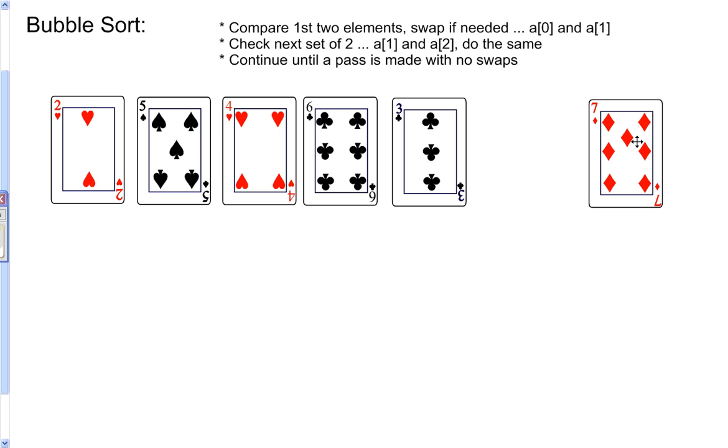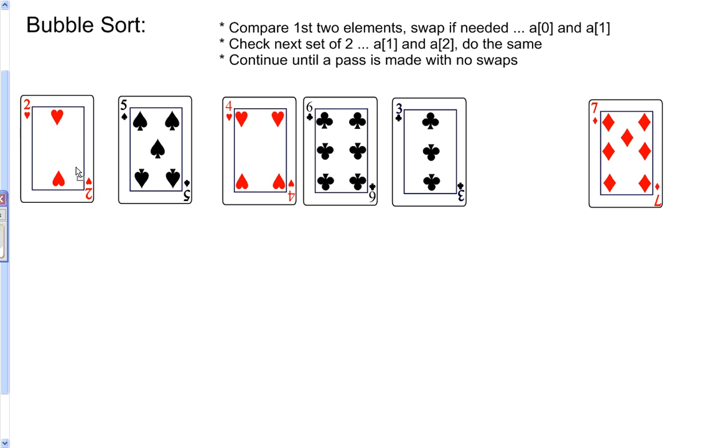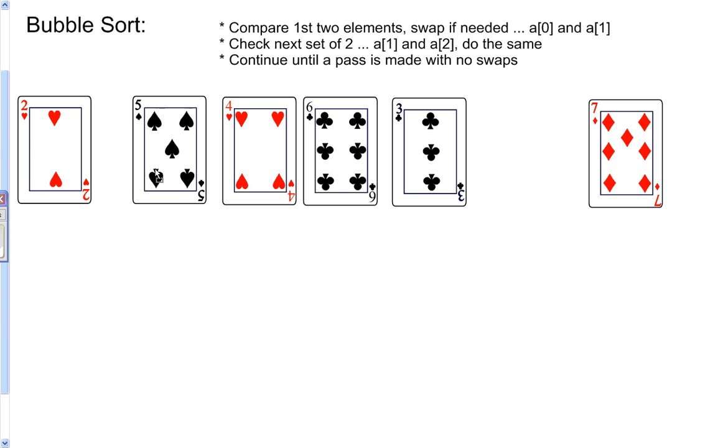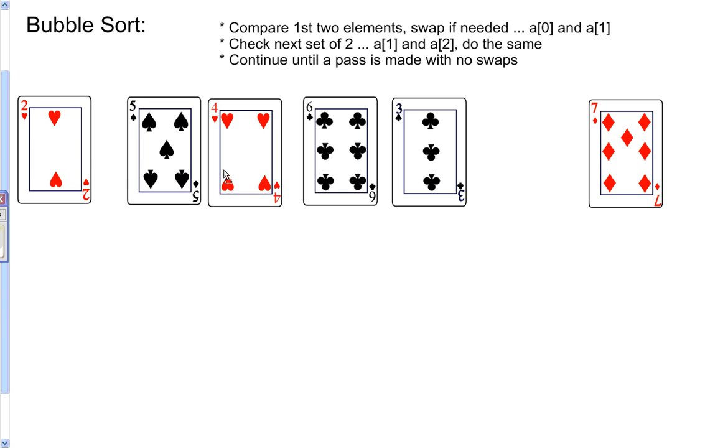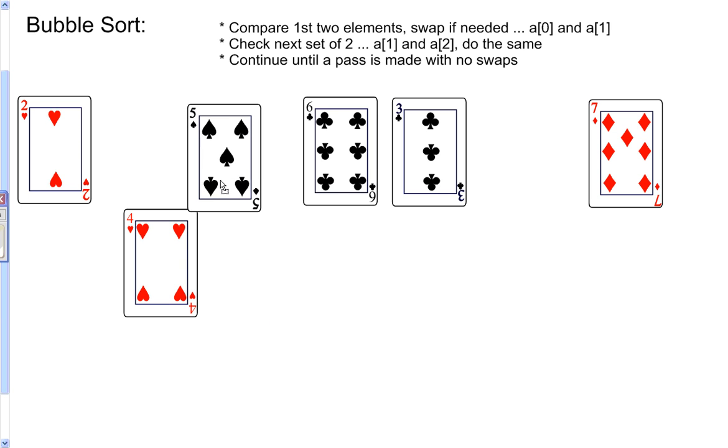We're ending up with the largest number on the end, and we'll do the next pass. We'll do the same thing that we just did. We'll go in groups of 2. I'll ask the 2 and the 5, do they need to be swapped? The answer is no. So the larger one moves on. We compare the next two, the 5 and the 4. Do they need to be swapped? The answer is yes. We make the swap, and the larger number moves on.